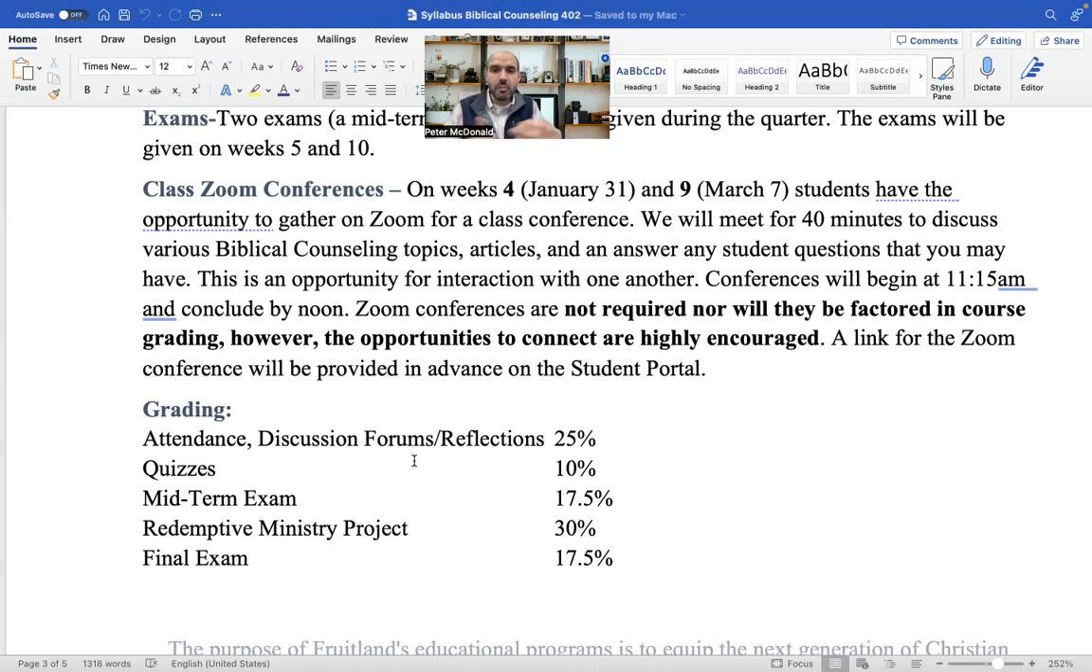We're going to meet for 40 minutes roughly to discuss various biblical counseling topics. I might have an article to share with you. I might have an extra scenario that we can talk through together. You might have a question about a specific counseling scenario that we did not cover. It's a great time for us to be able to do that and work through that together. Also, I'm wanting to make sure that I answer any questions that you might have pertaining to the course. So this is an opportunity for interaction with one another, also interaction with myself.